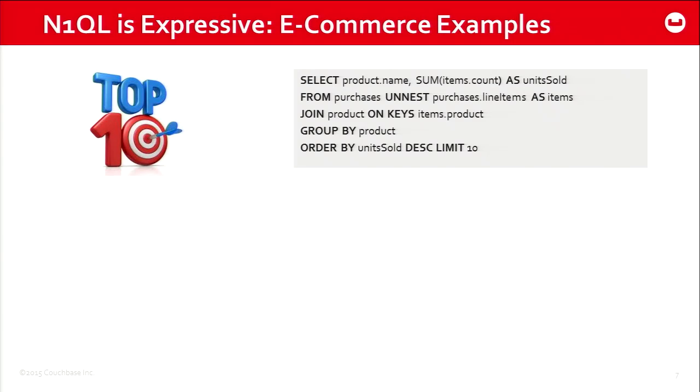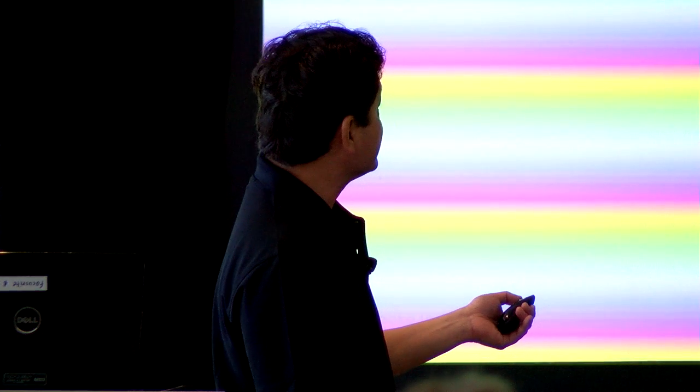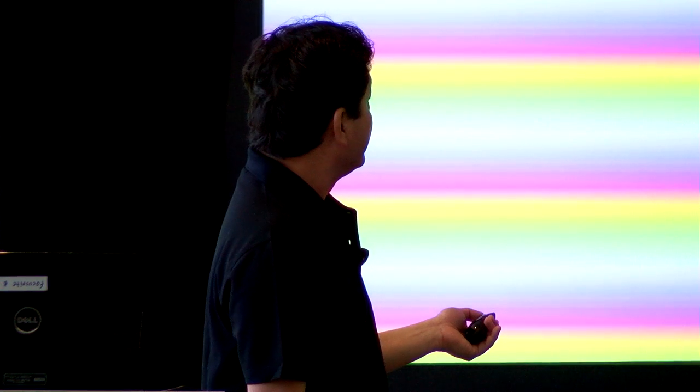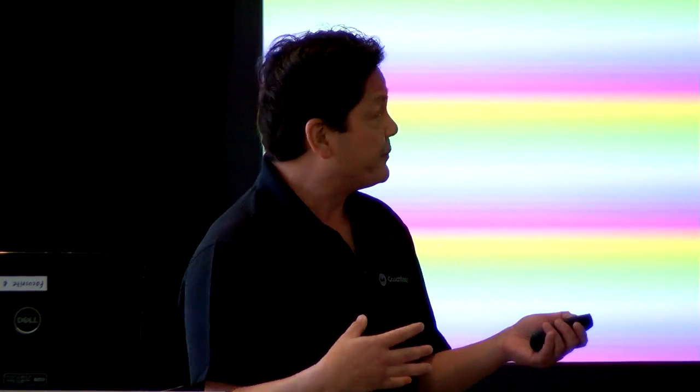Basically, what you do is that you go through all your purchase orders. Within the purchase order, you pull out all the line items from the purchase order using the UNNEST operator. You join the line items to the product it's referencing to find the product information. You do a group by, so you group all the line items by products. You sum up the units sold, you order by it, and then you limit to the top 10. So a five-line SQL statement gets you the top 10 selling products.